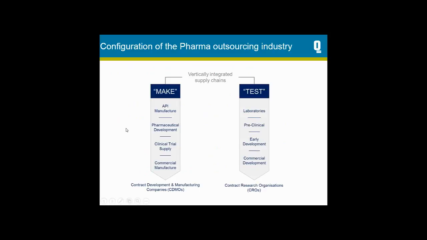Before I begin, I'd like to first consider how our industry is structured and what that means for development. When you look at outsourcing organizations, there are groups who are configured to produce API, develop formulations, and manufacture clinical trial supplies, and they're integrated very vertically. However, these companies are very separate to the CRO test organizations, which exist in another channel.